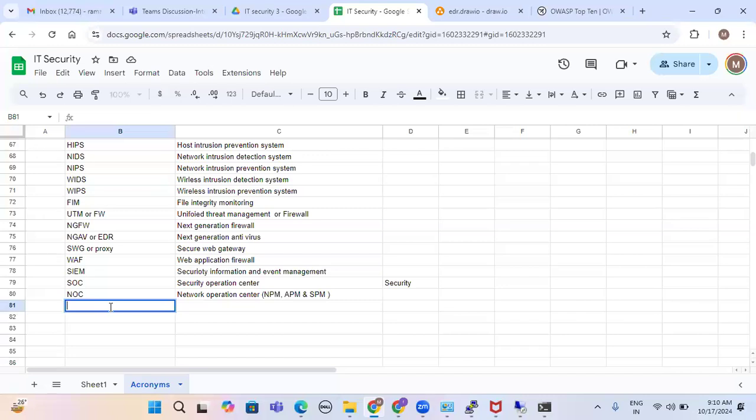So next one, L1 or tier 1. We always refer to L1, L1, L1. L1 is nothing but level 1.